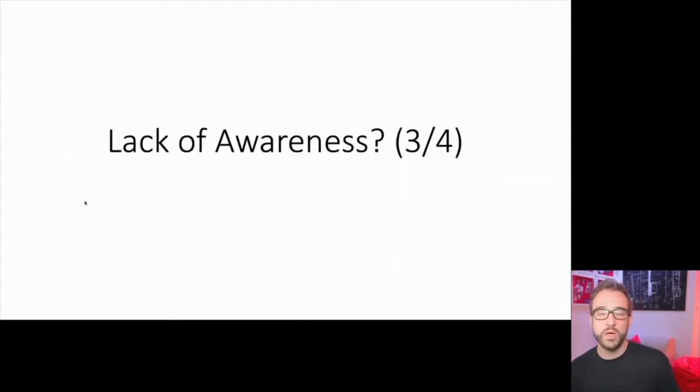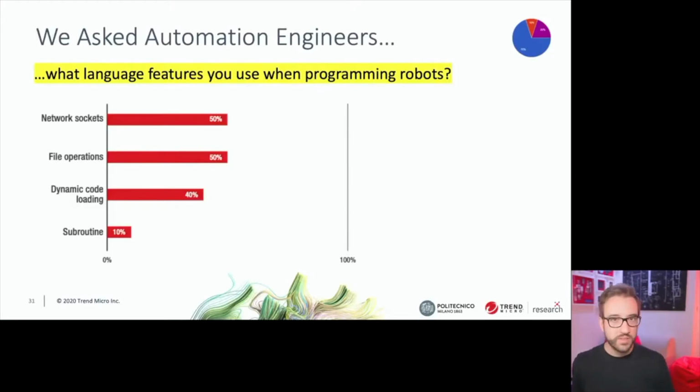Which brings me to thinking that maybe there is a lack of awareness in this space. Maybe these issues are overlooked because they are there, right? We have the technical facts that tell us that all of these issues are there. So we say, well, maybe they're not used, right? We asked about 20 automation engineers, and if you consider all of the answers, all of them told us that in one way or another, they use the functionalities that we consider as dangerous. So network sockets, file operations, dynamic code loading are used by most of the people that we talk to. Maybe our sample is biased, yes.